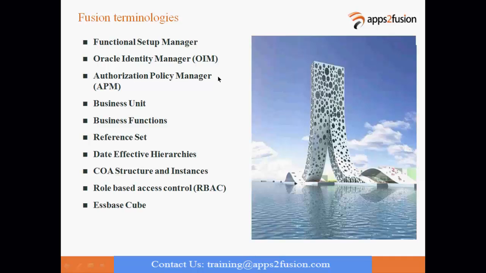So in Authorization Policy Manager, or you also call it the entitlement server, your roles are generated. As I told you, in Fusion the security model has completely changed. It is complete role-based access control as compared to EBS. All the roles are controlled in Authorization Policy Manager, and you assign the roles and create users in Oracle Identity Manager. These are two separate databases.